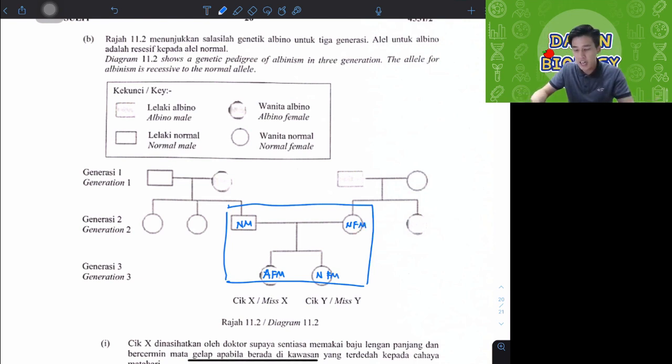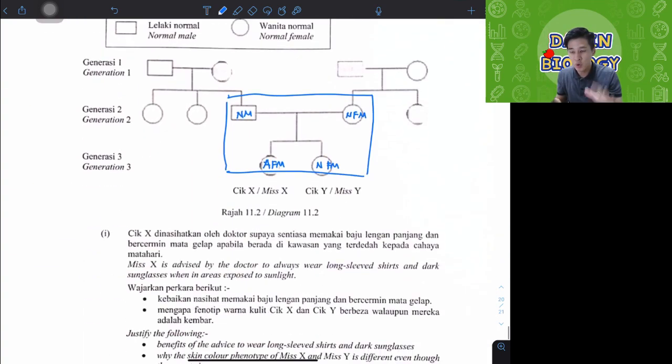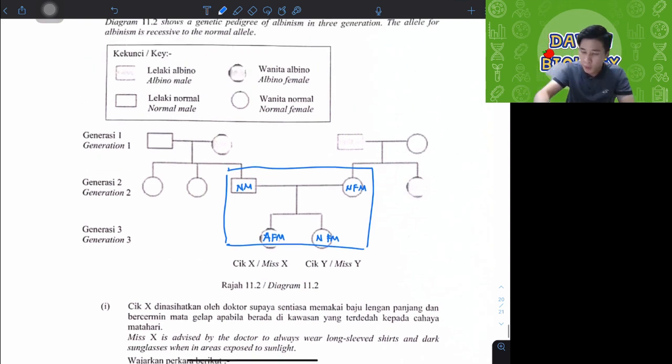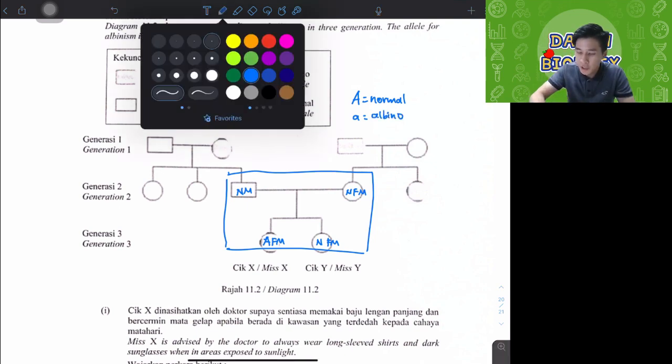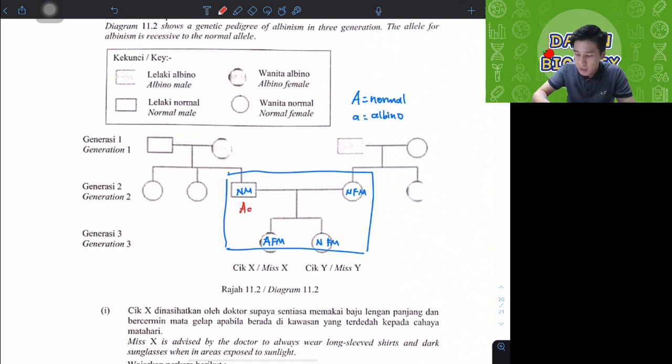Very obvious, just like just now, 2 long wing parents gave you one vestigial wing, and there is one vestigial wing child. Just like here, 2 normal parents but there comes one albino. So same thing. Let's use A. Let's use big A as normal. By the way, the normal gene is always dominant. The gene with the disease is always recessive. So that is albino over here. So I definitely know already. Same case, this is big A, small a, big A, small a.